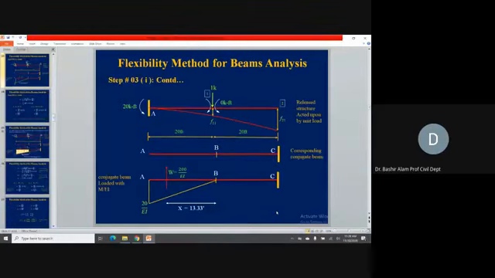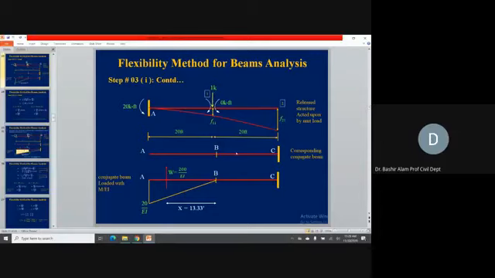Now here, in this case, we will apply this unit load turn by turn corresponding to the redundant action. The structure is statically indeterminate to 2 degrees. So two times we will be repeating this analysis process. Here AR1 was in the downward direction. It was at location B. So here you can see now one kip we are applying in the downward direction.